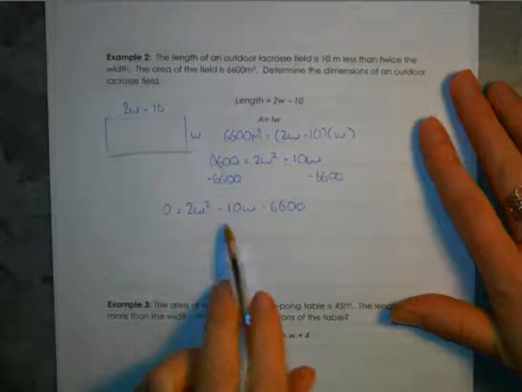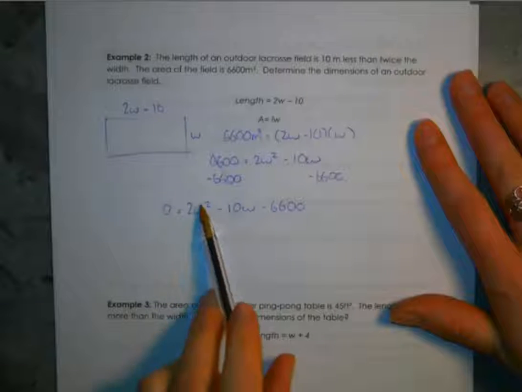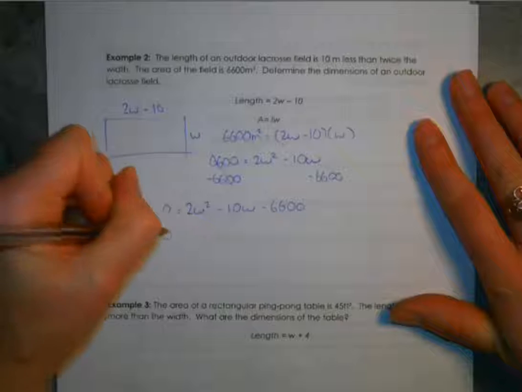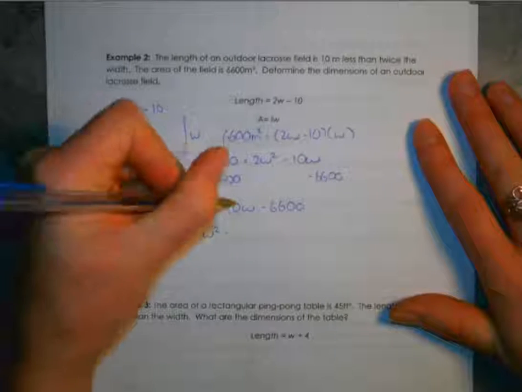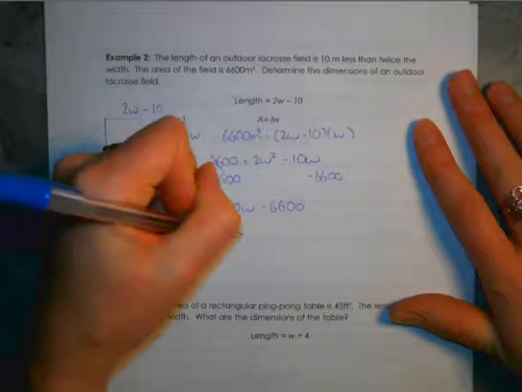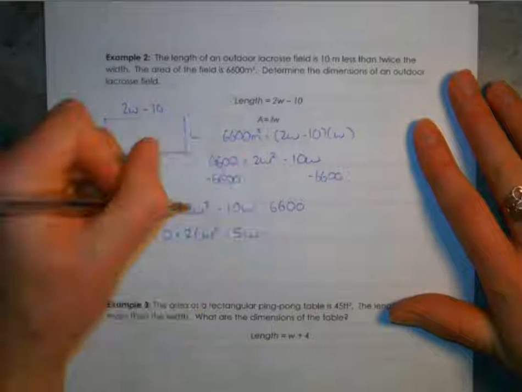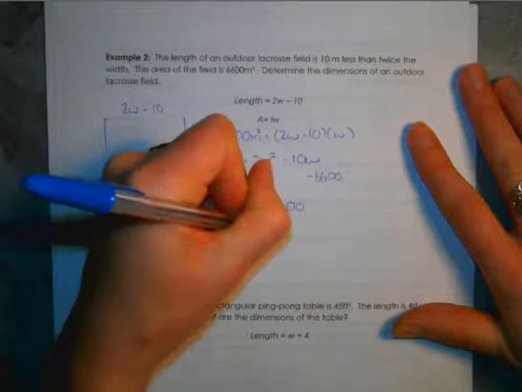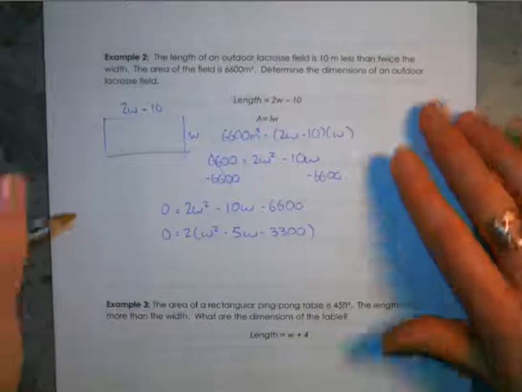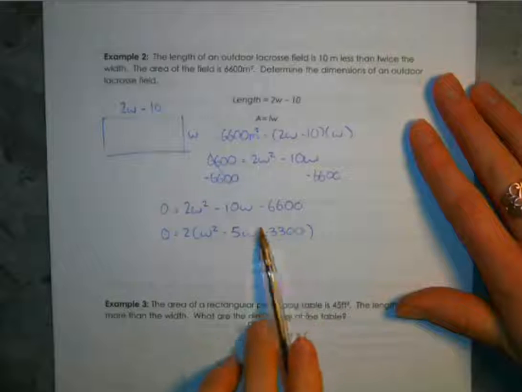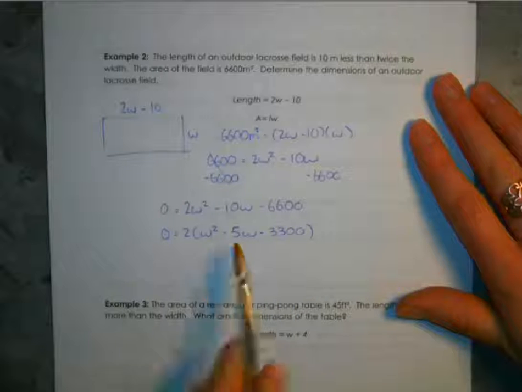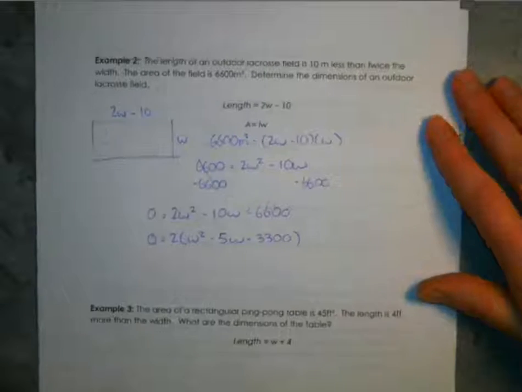Now let's get this value away from there. So we can divide 2 out. So we can say 2w squared minus 10 divided by 2 is 5w. 6,600 divided by 2 is 3,300. And then we just want to work at factoring, so finding values that multiply to negative 3,300 and add to negative 5.